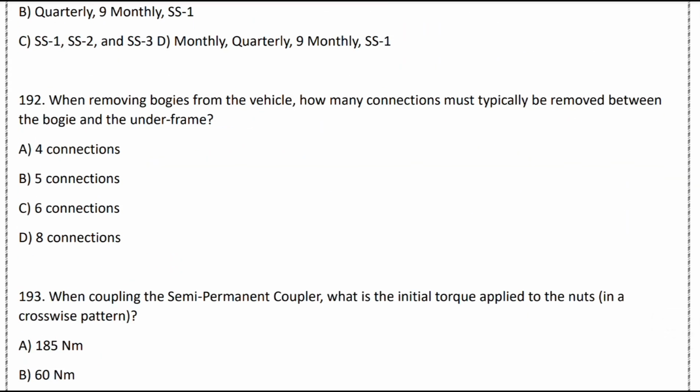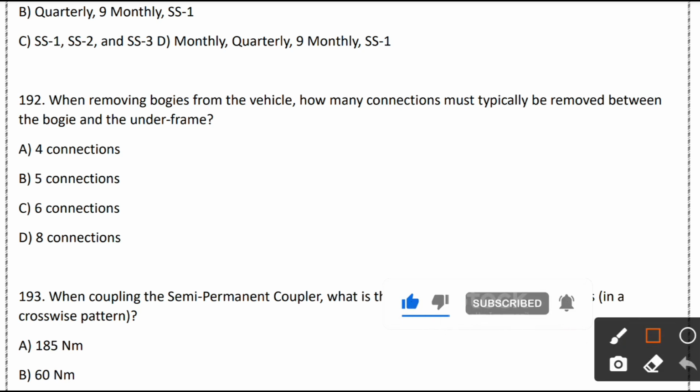192. When removing bogies from the vehicle, how many connections must typically be removed between the bogie and the underframe? A. 4 connections. B. 5 connections. C. 6 connections. D. 8 connections. The correct answer is C. 6 connections.